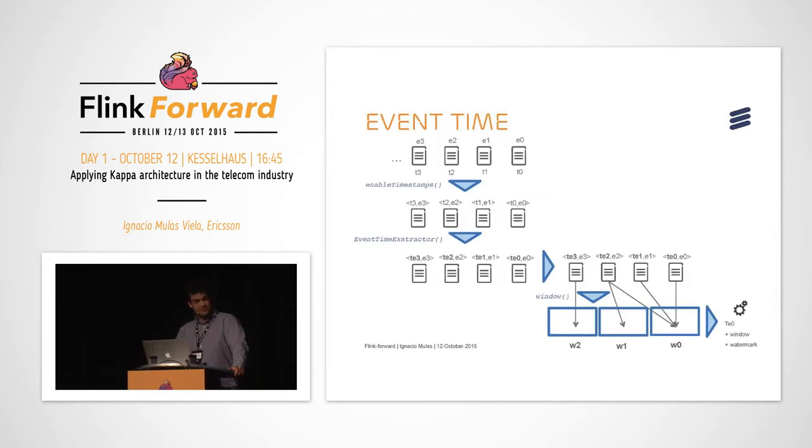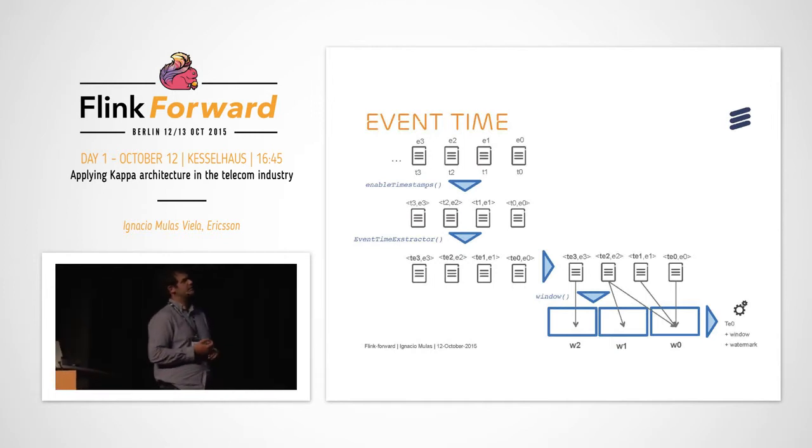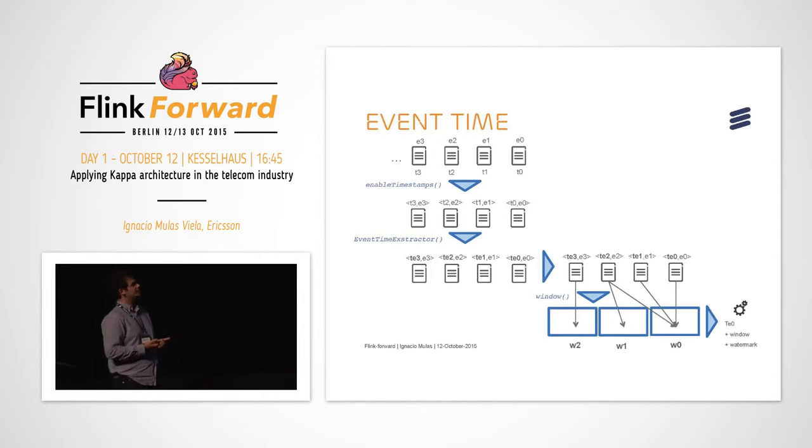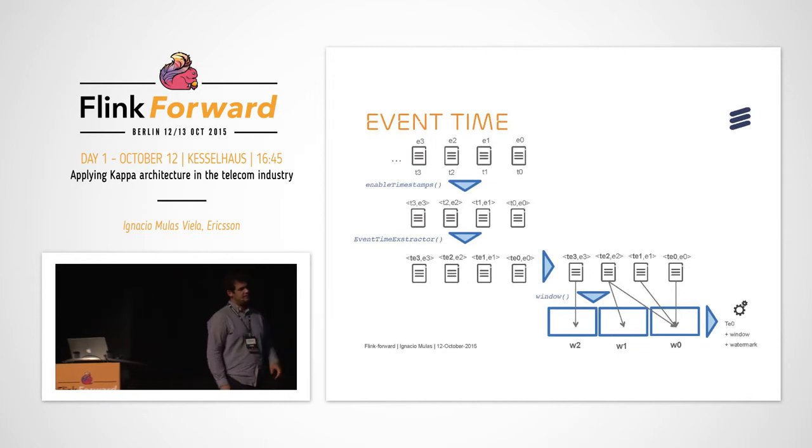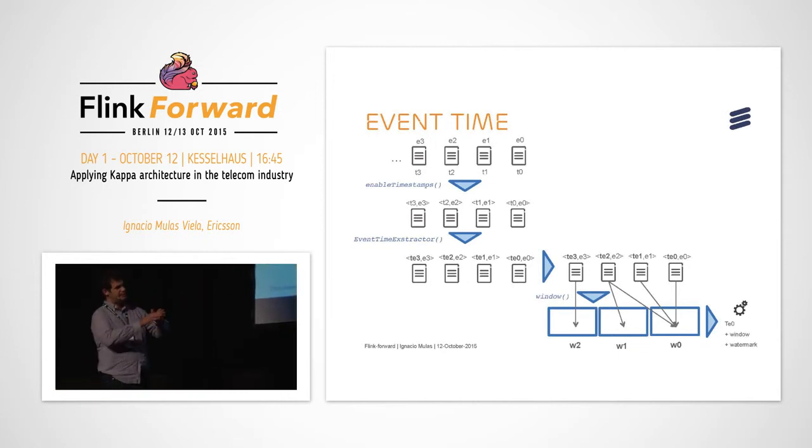So this is how it looks in the Flink implementation. You get a stream of events, and you enable the timestamps. That will create tuples with the time of the machine and the event. Then you implement your own extractor, so you tell Flink how to extract the time from that particular record. That will be the substitution for the time that you had previously. Then you can do the windowing operation and start counting in your operator.